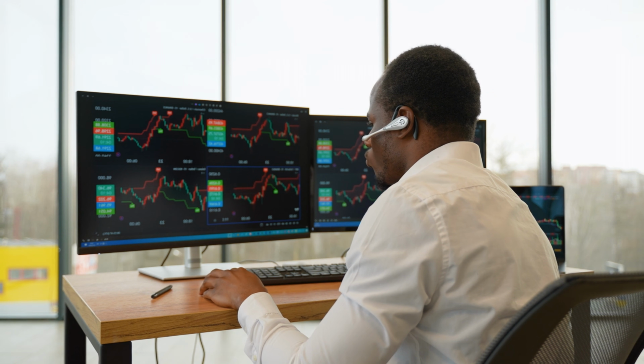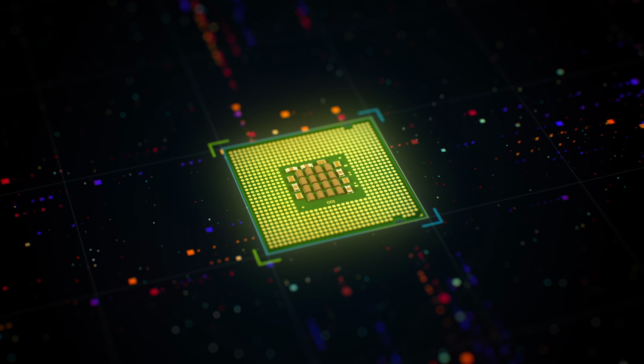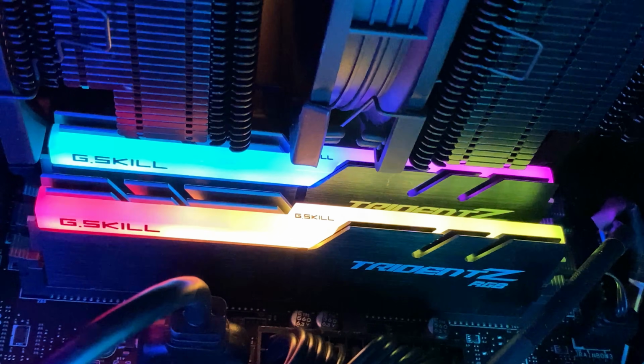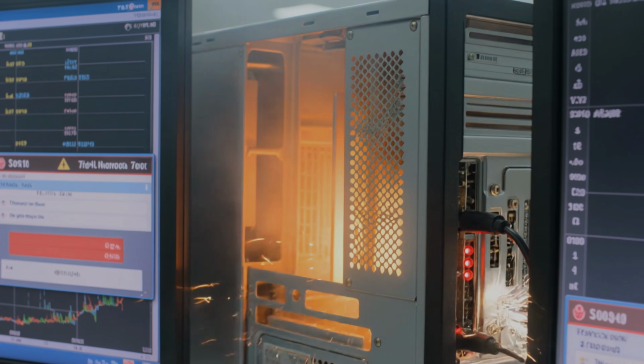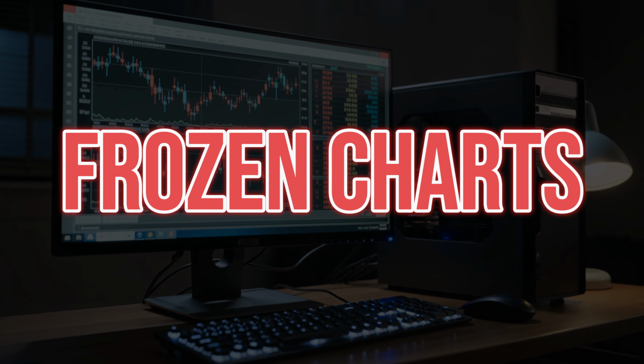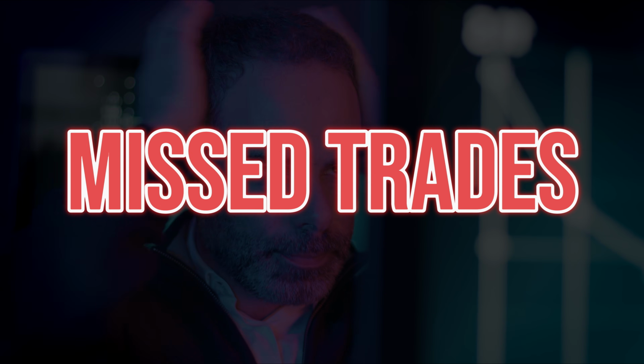Each platform thinks it's the only thing on your machine. None of them are designed to play nicely together. They're all fighting for the same CPU cycles, the same RAM, and the same video card power, the GPU. So when the NASDAQ futures move 20 points in 30 seconds, an underpowered computer doesn't just slow down, it completely falls apart. Frozen charts, delayed fills, missed trades.